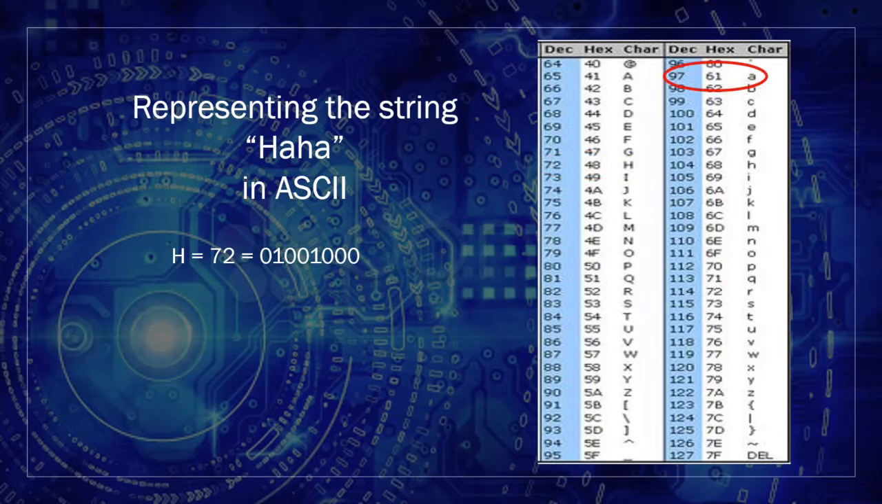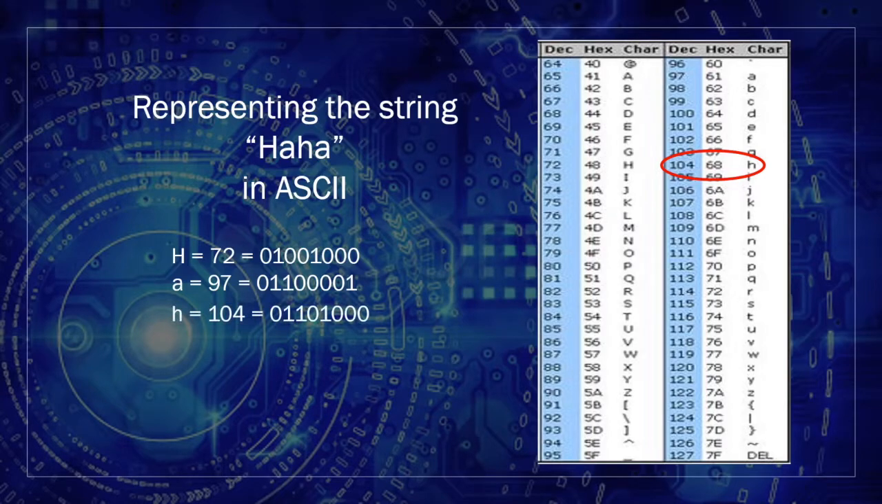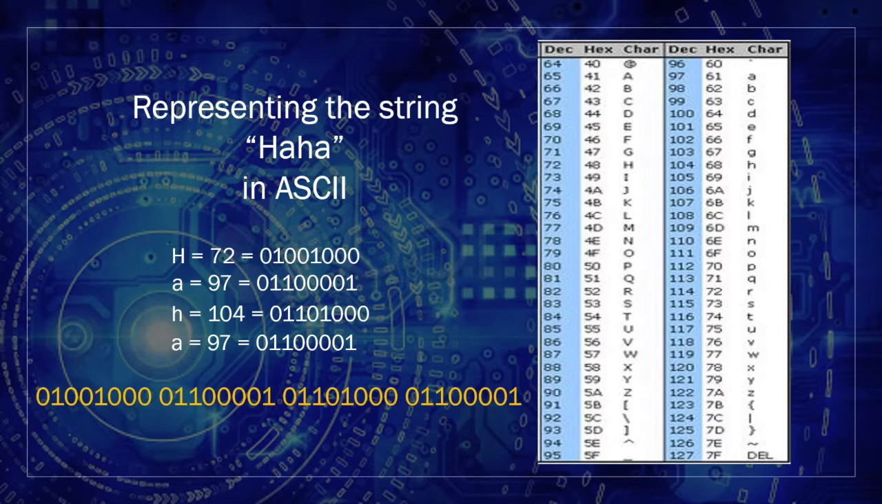Next, the lowercase a in the ASCII table is associated with the integer 97, and 97 in binary representation is 01100001. Let's put this binary representation next to the number for uppercase H. Next, the lowercase h in ASCII table is associated with the integer 104, and the binary representation for 104 is 01101000. Let's put this next to the long number that we already have. Lastly, we know that lowercase a is 01100001, so we can put it at the end.